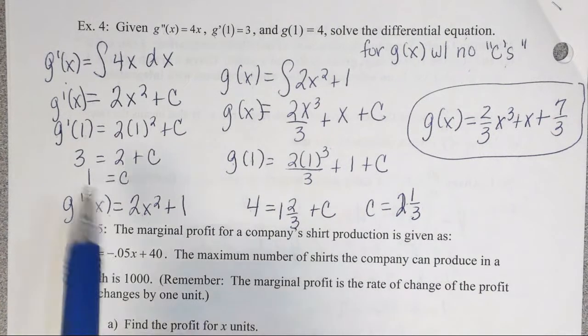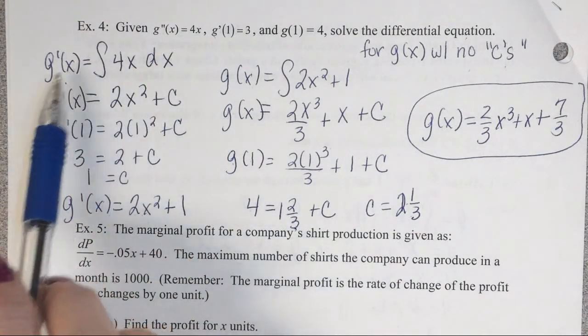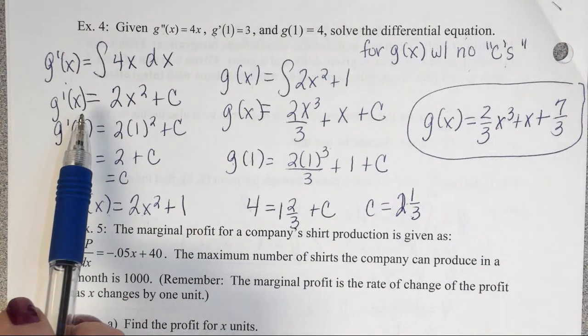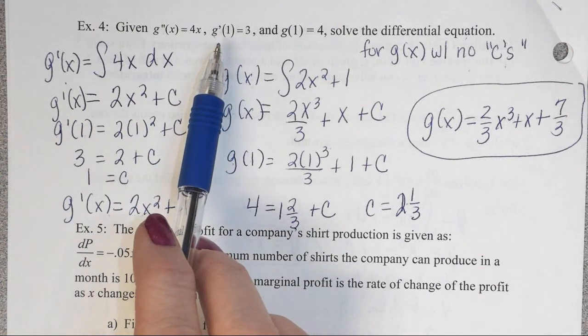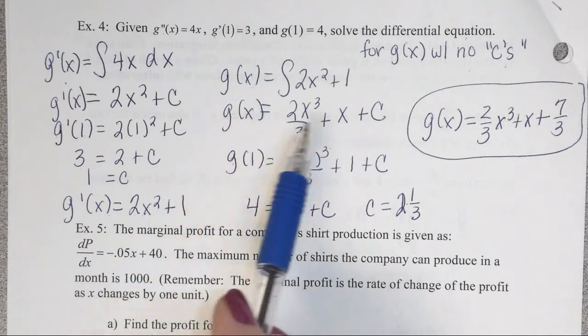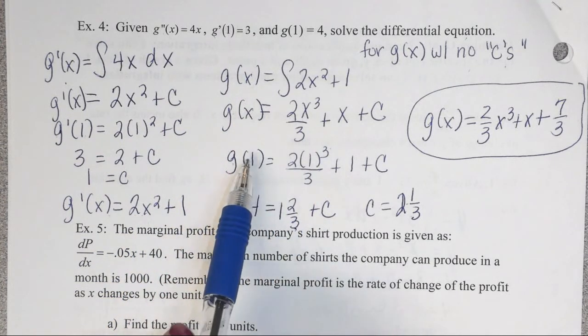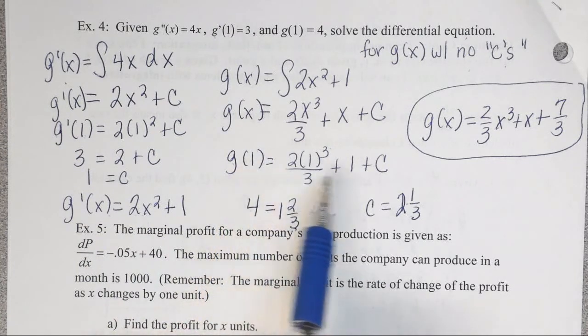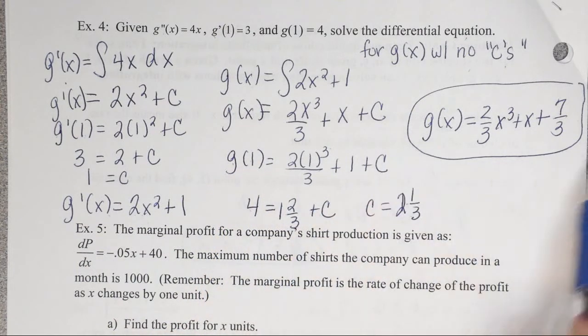So what we had to do there, when we're given that second derivative, we had to find the first derivative by integrating. We had to plug in the information to find out what c was. We had to integrate again to find the original function. We had to plug in for x and g of x to find out what c is. And then we had to rewrite that original function. Any questions?